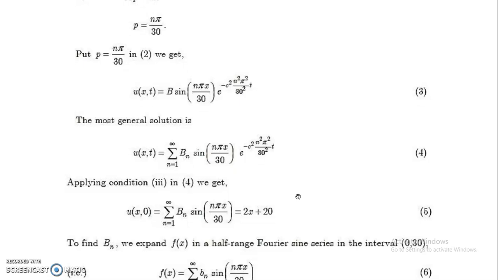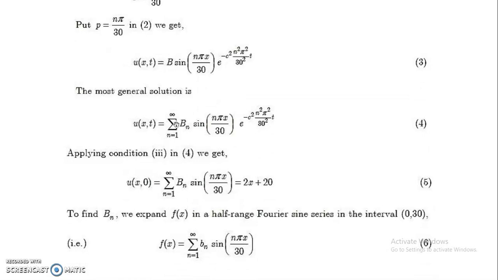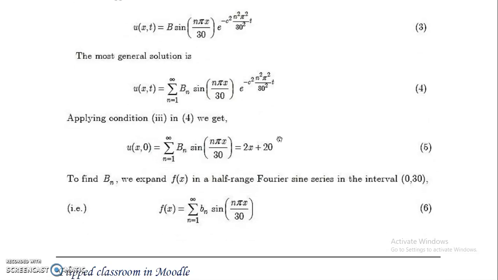Now before applying the third boundary condition, we have to generate the most general solution, and that's what we have seen in the one-dimensional wave equation also. Before applying your last condition, you have to create the most general solution, which means replace B by Bn. You can replace this B by small bn also. So now when you have the nth term, you can use this summation so that it will become the most general solution now. So summation Bn sin n pi x by 30 e power minus c square n square pi square by 30 square into t. So now you can apply the third condition.